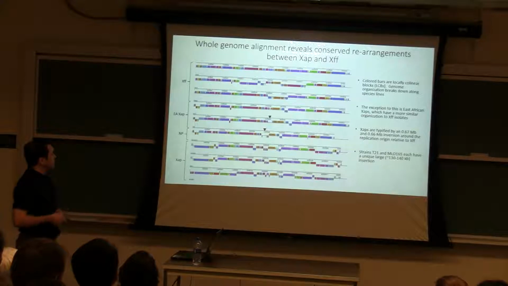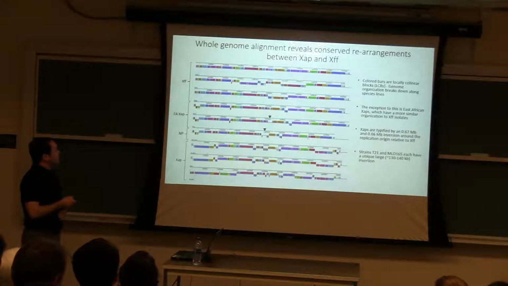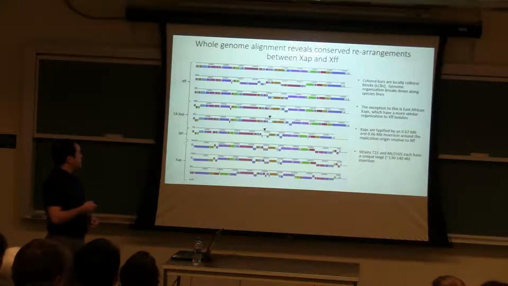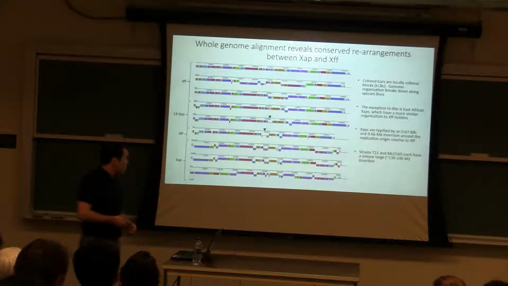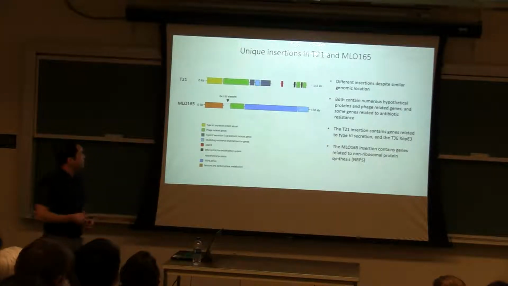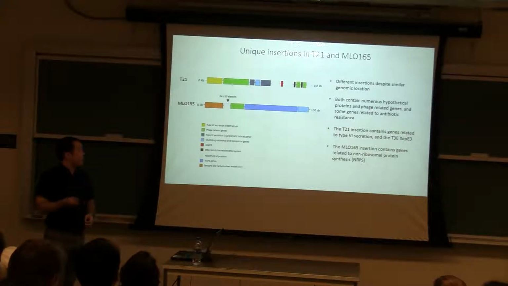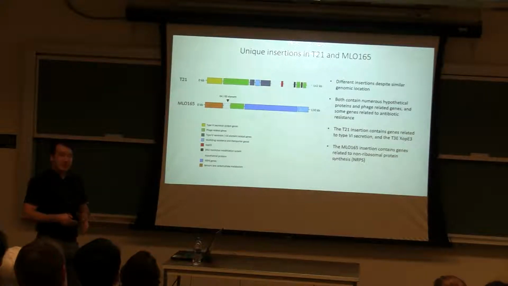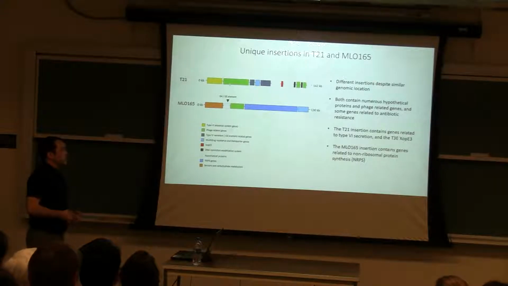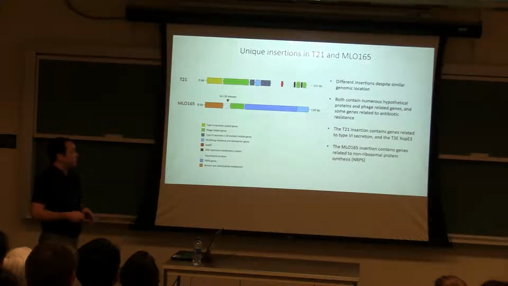And then finally, there are these two blank areas here. These are large insertions in the genome of these two strains, T21 and that non-pathogenic strain, right? So it's interesting to look at a little bit more, especially because they're in the same location, right? But it turns out that they have different content. They do have a lot of hypothetical protein-type reading frames, which is no surprise to anyone that's done genomics. There are numerous phage-related genes on both of these insertions, and some genes related to antibiotic resistance. Again, this isn't really too surprising considering the type of insertion.